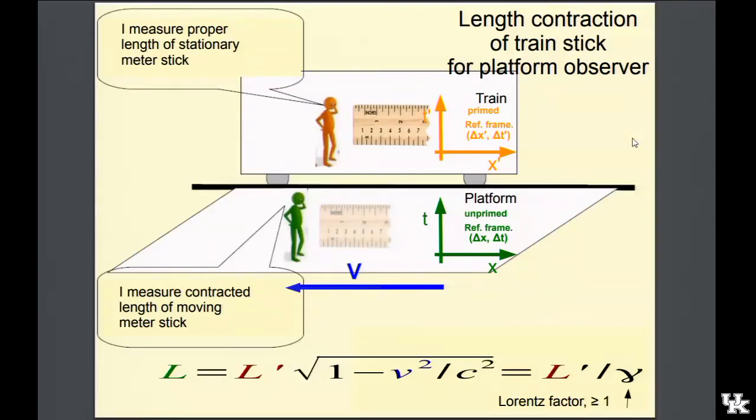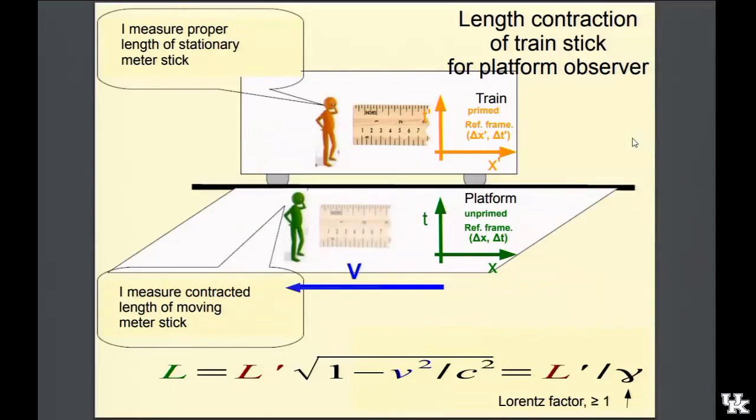The train observer sees his or her meter stick to have the proper length. The meter stick that's at rest with respect to your reference frame will have the proper length. You measure proper lengths of objects, or proper distances, if the object is at rest in your reference frame. The train observer, on the other hand, sees the length of the meter stick on the moving platform, the meter stick that's moving past the train observer, to be contracted. And that's length contraction again.